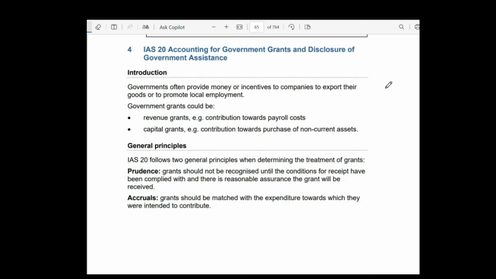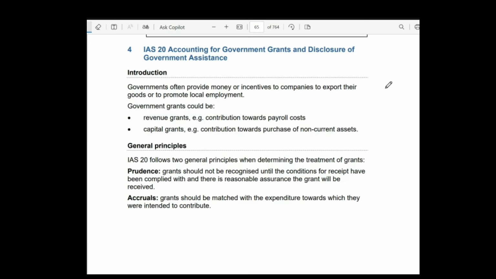But in books of accounts, under accounting standards, IAS or IFRS, how we will recognize grants, IAS 20 explains the process, how it is going to be considered or treated in your books of accounts. Governments often provide money or incentives to companies to export their goods or promote local employment. Government grants include revenue grants, like contributing towards payroll cost, and capital grants, contributing to non-current assets, like machinery and equipment, or facilitating them in financial terms.